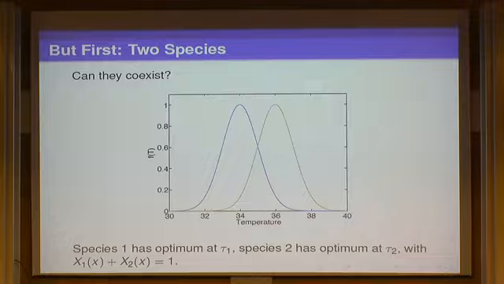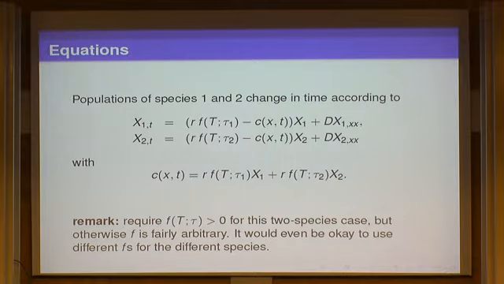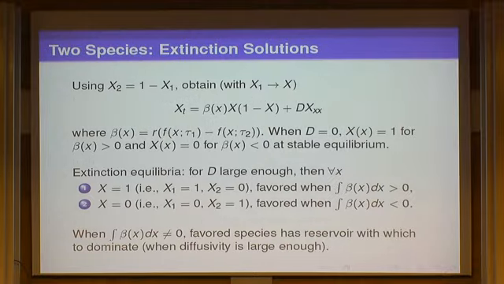Okay, so before I get to the general case, let me say a little bit about a special case. Suppose instead of a continuum of species, we just take 2 species. Can they coexist? So these are the equations now in the case of just 2 species. Rather than that integral differential equation, we get 2 PDEs, 1 for each. It looks similar to the one before. And you can actually combine them because x1 plus x2 add up to 1. They're volume fractions.